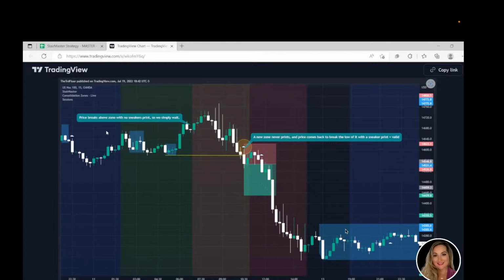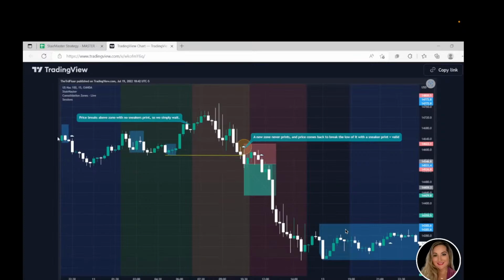So price does break above, but no sneakers printed. We're simply waiting for a sneaker. And then a new zone never prints. We're still working off of this one. So even though price broke up, there was never a valid trade. Price comes back in, is trading within this area. So we're using this zone still. Price comes back in to this box, then breaks below it, and the sneaker prints. So that does equal a valid trade.